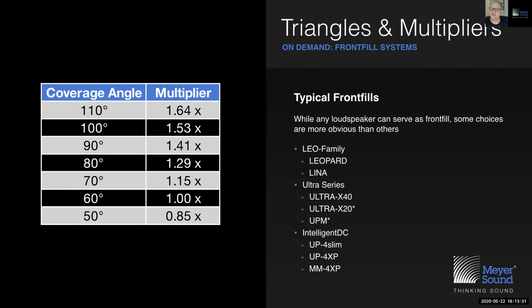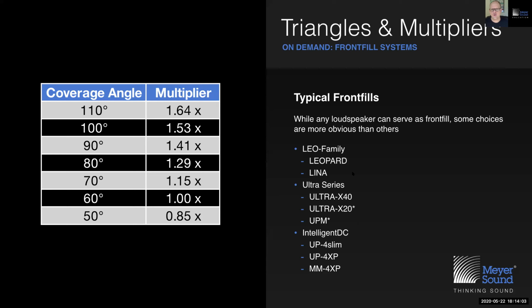And then there's the Intelligent DC series, where we did an entire webinar on our externally powered loudspeakers, such as UP4 Slims, UP4 XPs, and MM4 XPs, where XP stands for externally powered. Notice that in the Ultra series, I put a little asterisk behind the X20 and the UPM, because those loudspeakers can also be used in conjunction with a power supply, externally powered. That's why I put the little asterisk there.